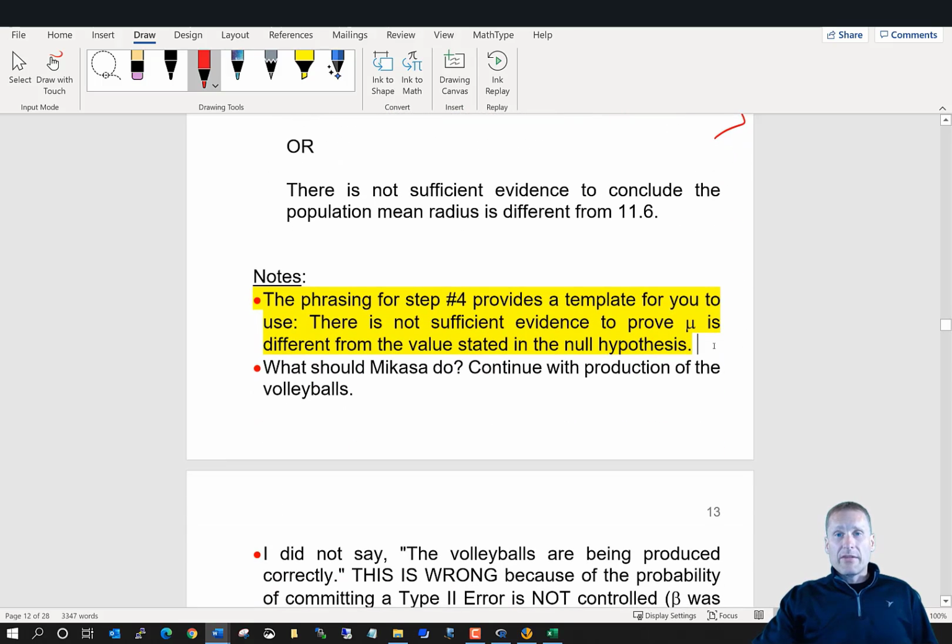So, phrasing is very important, and this is a place especially where students struggle when they have do not reject H0 as the conclusion. You can think of what I have here then as a template that you can use. Just replace the generalities in this phrase with what it means in terms of the original problem, like I had done above. So if you were actually a manufacturer, in this case of volleyballs, well, what should you do? Continue with production of the volleyballs. Until your sample tells you something otherwise, let's keep on going with what we're doing.